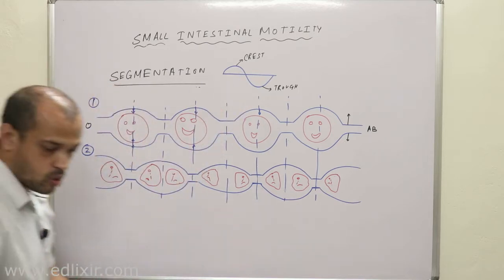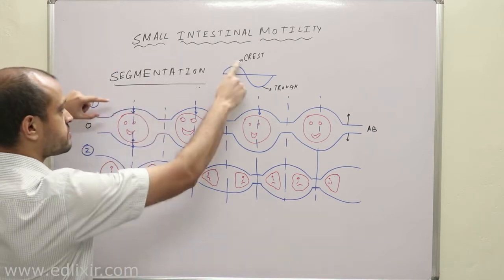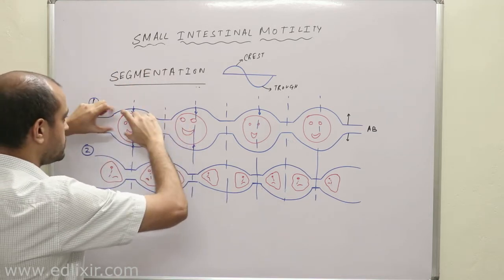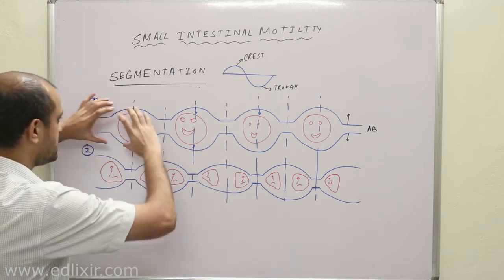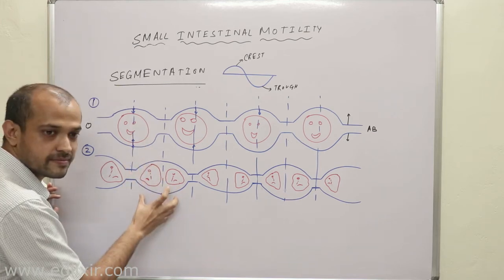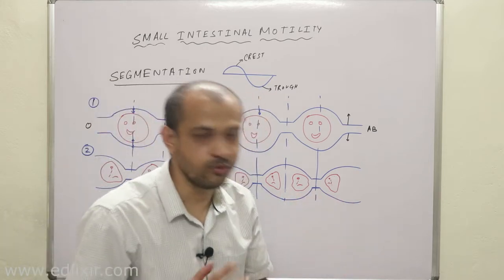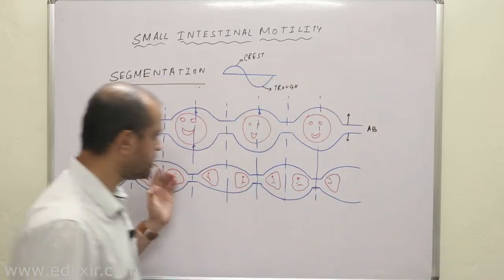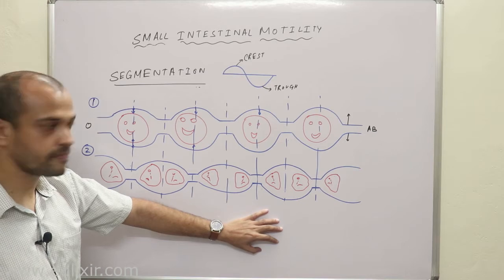Now, when this happens, when the highest points of the crests come together, these food particles will be torn into pieces. That's why they are crying. Okay? These big boluses of food are now being broken down into small pieces, and this process helps in the digestion of food. Clear? So this is the segmentation movement of the small intestine.